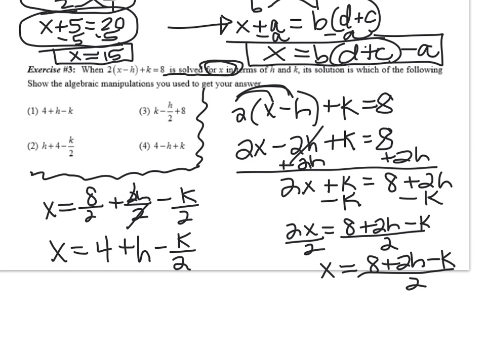Look up at your answer choices. You see it's choice 2. Don't get confused that this says h plus 4 and ours says 4 plus h. Remember, the commutative property of addition allows us to change the order of numbers or variables around an addition sign, and it doesn't change the value of the equation.